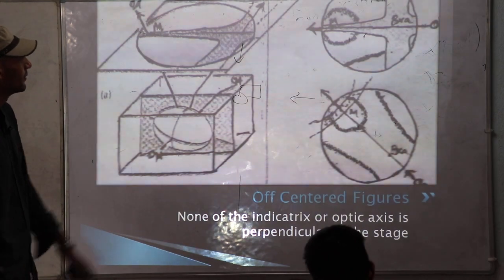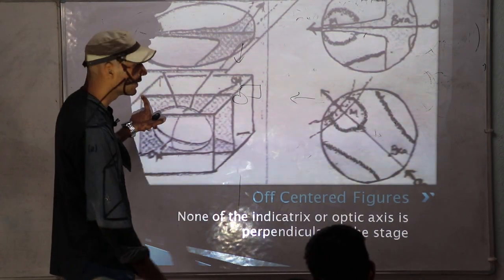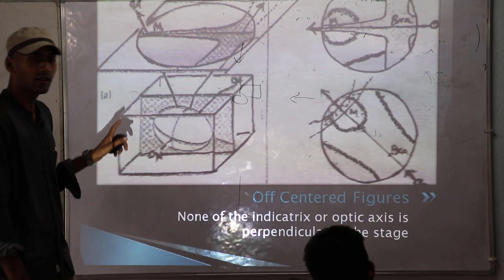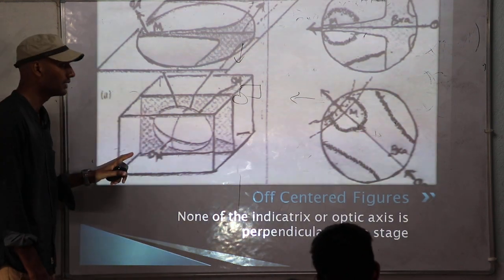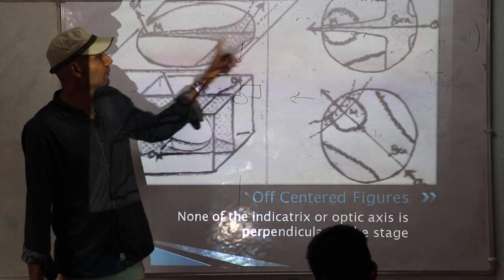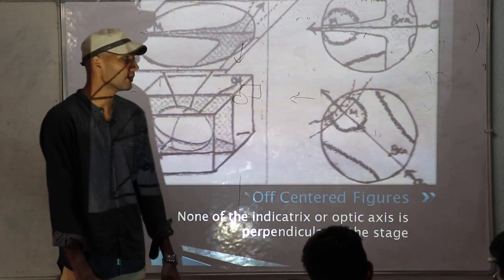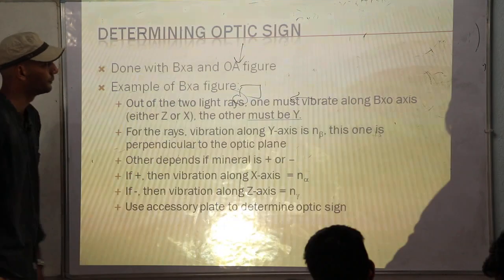Then the off-centered figure. None of the above is an off-centered figure, that means neither the BXA nor BXO nor the optic axis, nothing is at the center of the crosshair. So that is an off-centered figure.